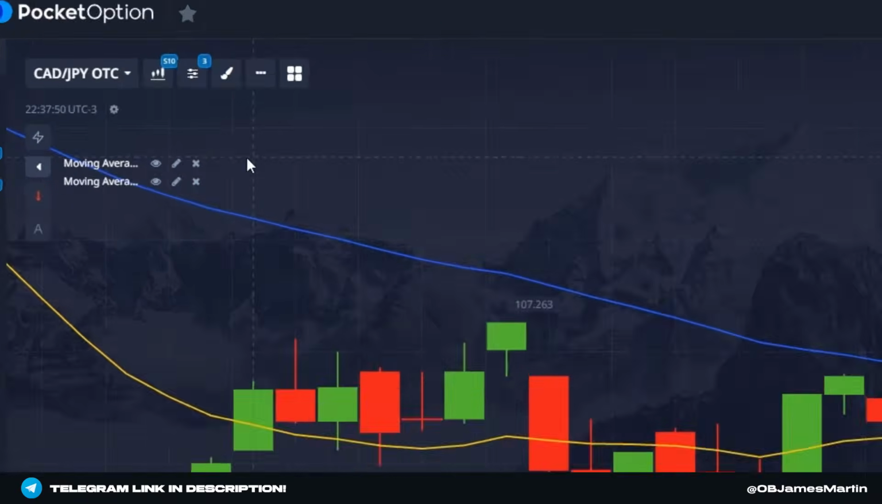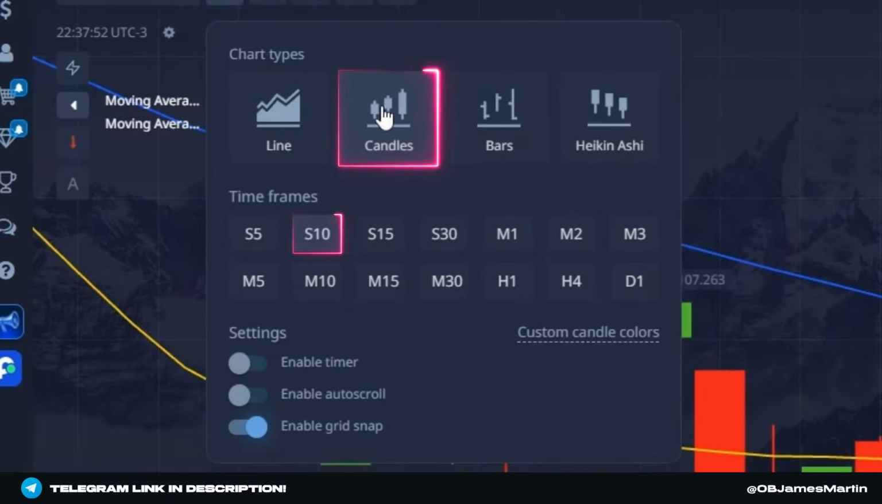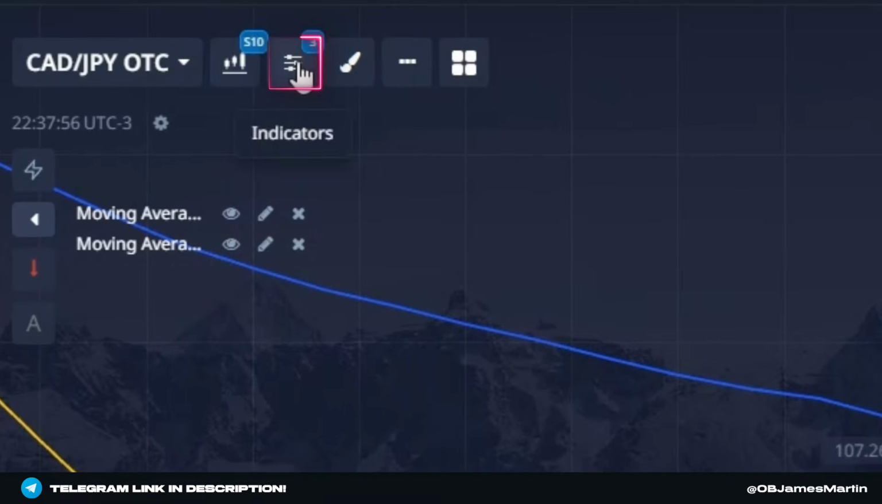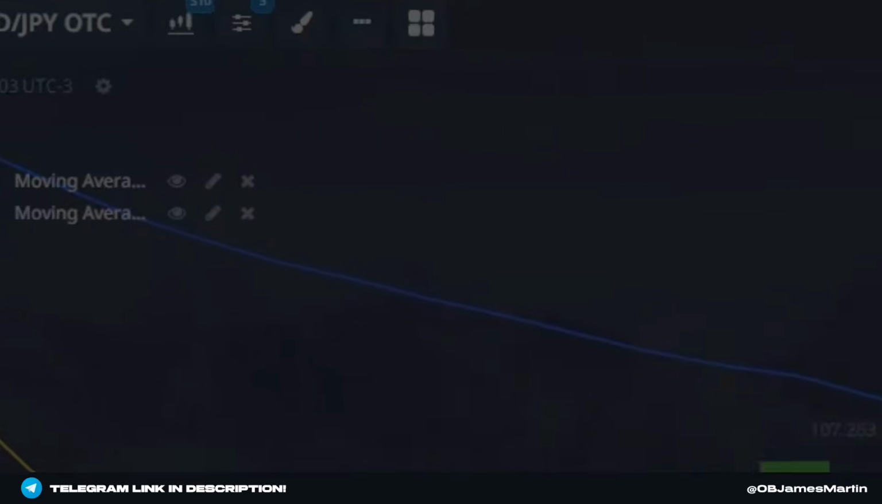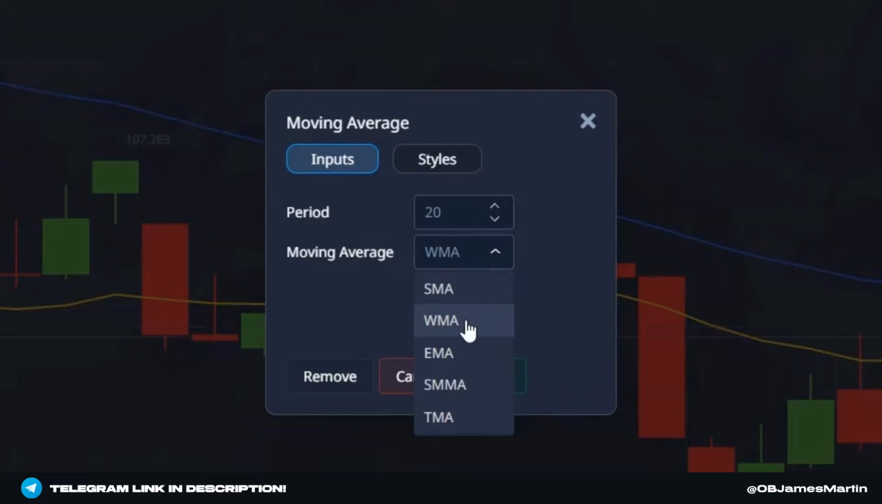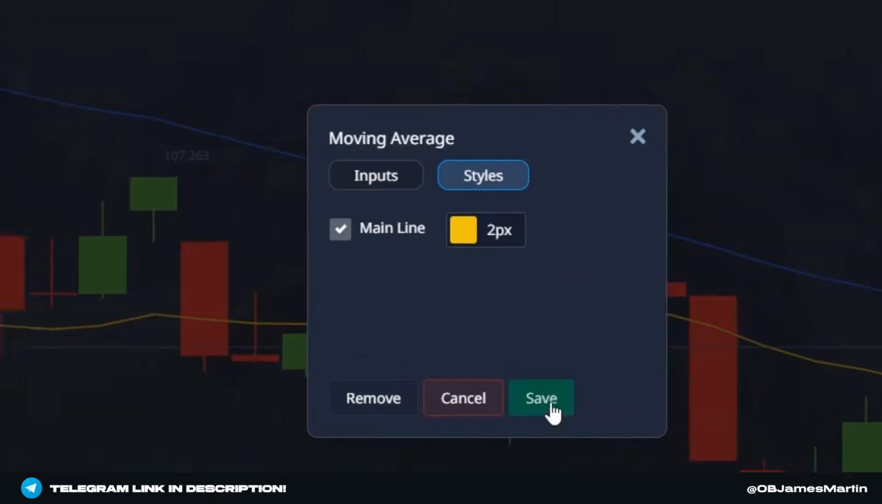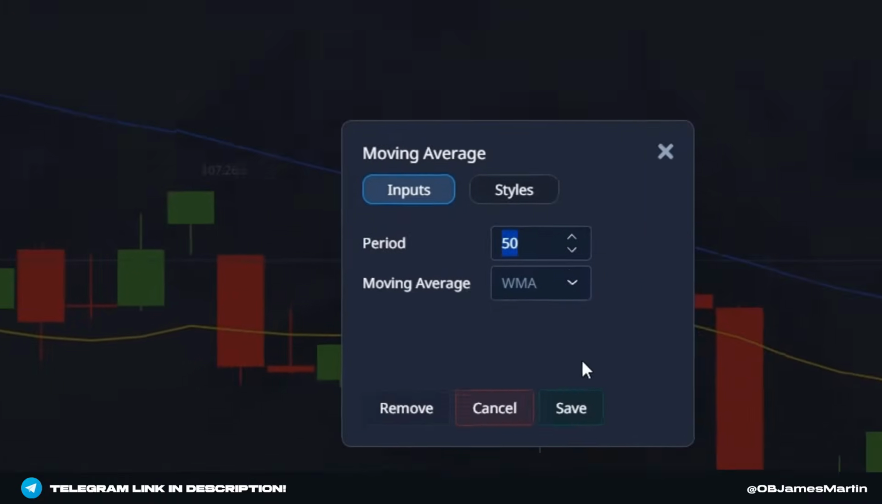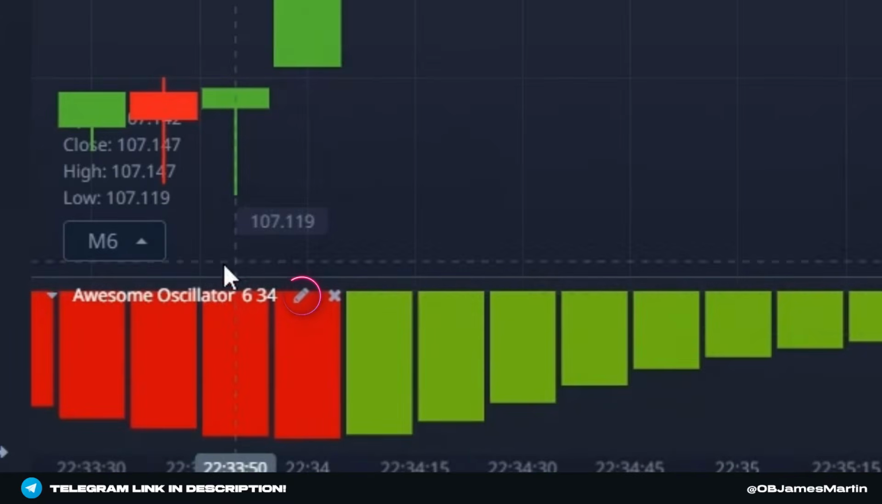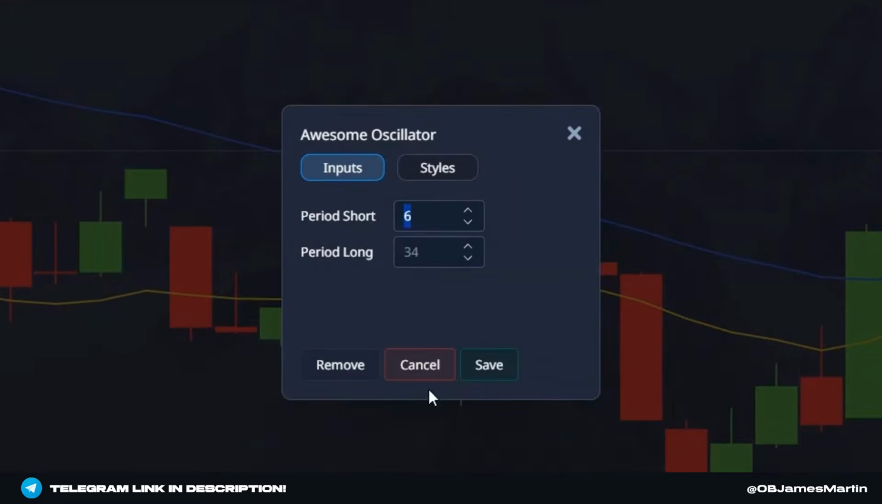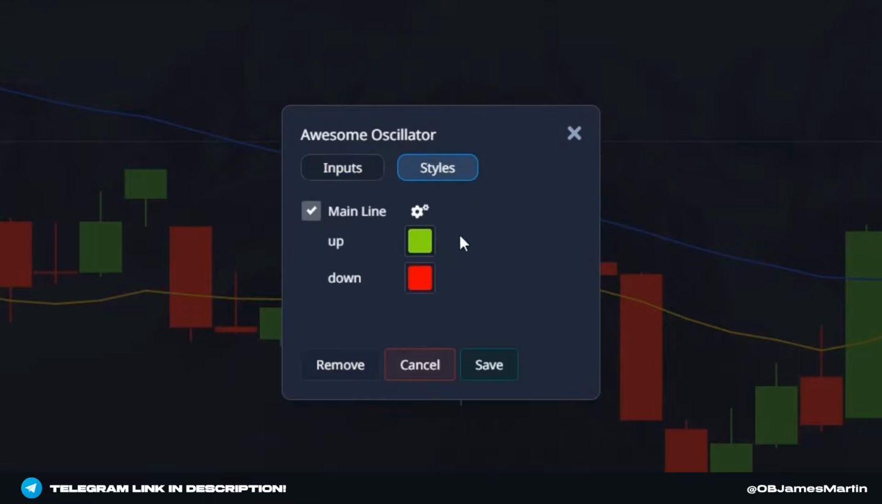Guys, today we're gonna use a 10 seconds time frame and classic candles. We're gonna use only two indicators, moving average and Awesome Oscillator. For the first line we're gonna use 20 and the color is up to you. The second one, it's 5, is the same. And for Awesome Oscillator we're gonna use 6 and 34. So don't forget to change that.